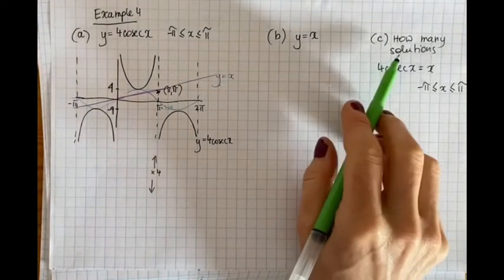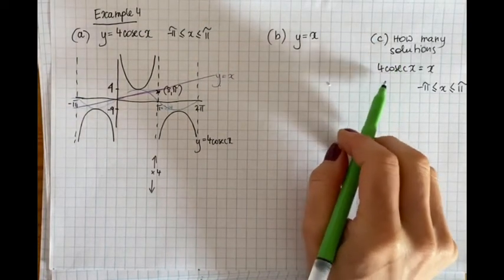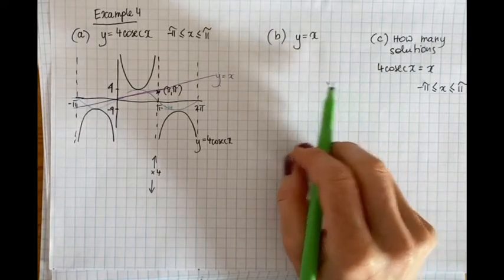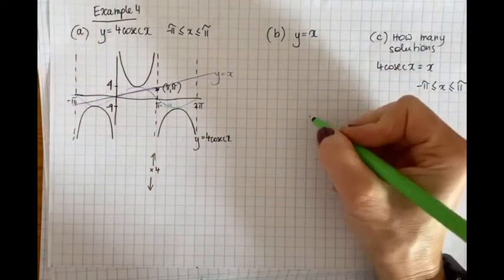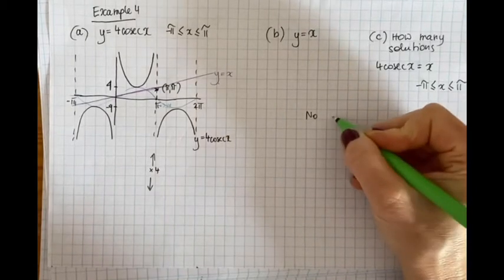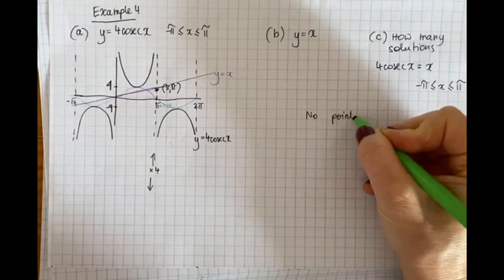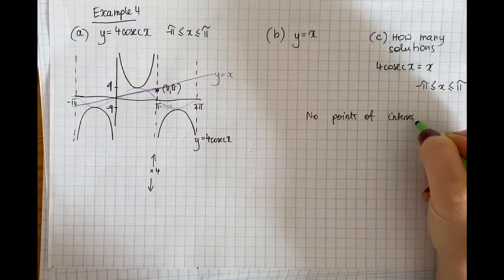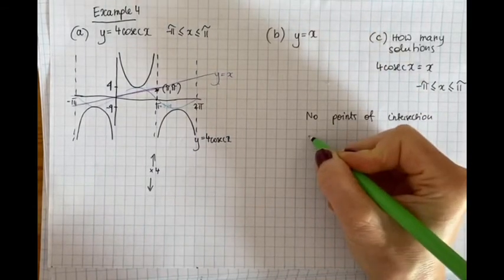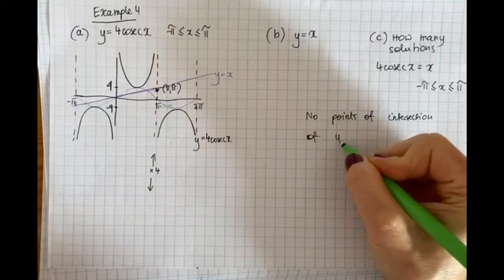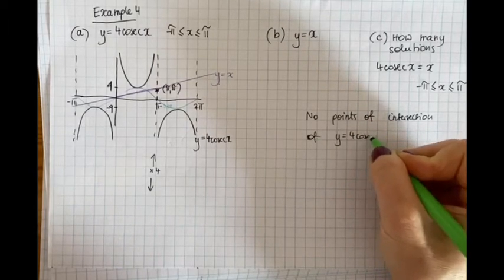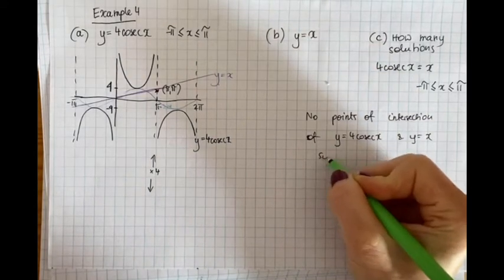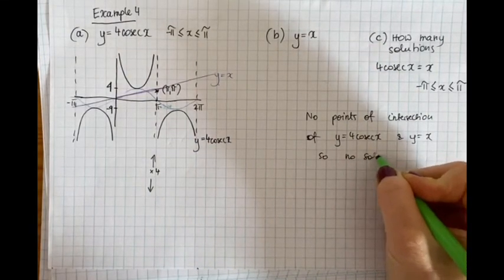Okay, so how many solutions does the equation 4 cosec x equals x have? So you can see here there are no points of intersection of y equals 4 cosec x and y equals x, so no solutions.